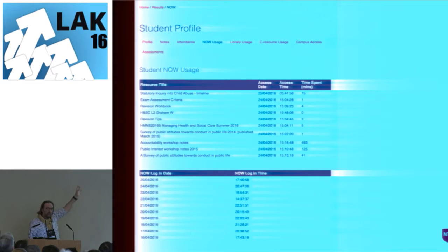Just to give you an example, what students and staff can see is most recent engagement. So this is just a student logging into our VLE, just an idea of where they've been, and because it shows both the resource rooms that they went into, or the resources they attached, and also the actual date that they logged in. So just to get a sense of the interaction.